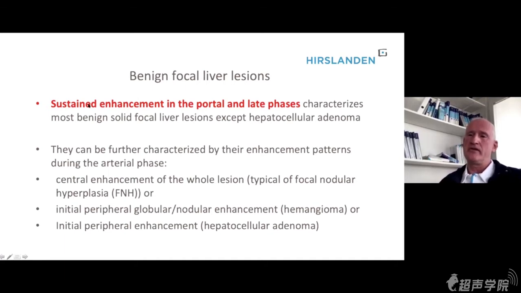They show, because they contain portal vein branches and sinusoids, liver-specific vascularity, a sustained enhancement or hyperenhancement in the portal venous and late phases. And this characterizes most benign, but not all, solid focal liver lesions, except hepatocellular adenoma. They can be further characterized by specific vascularity enhancement patterns.